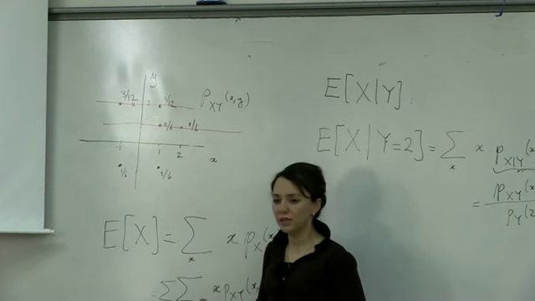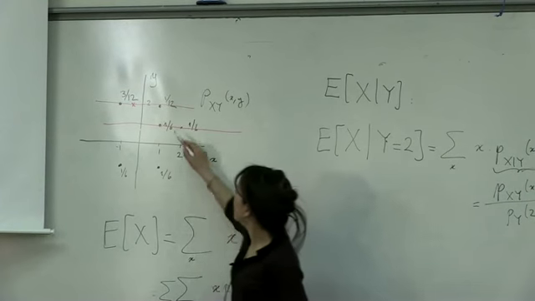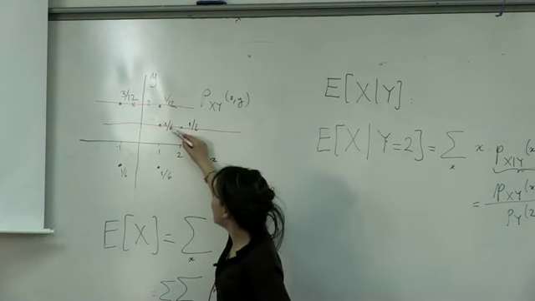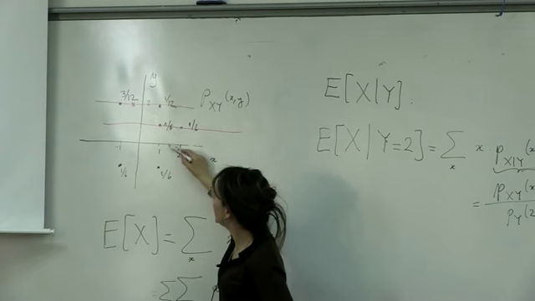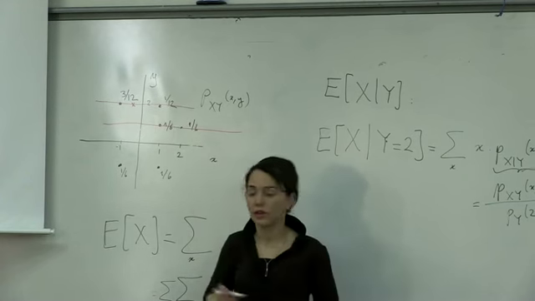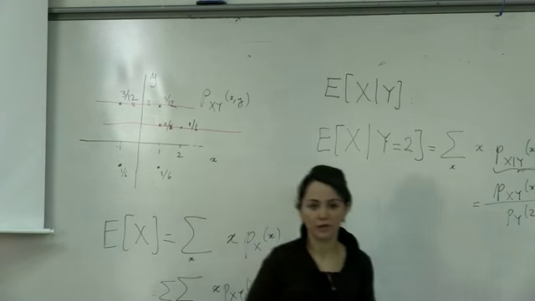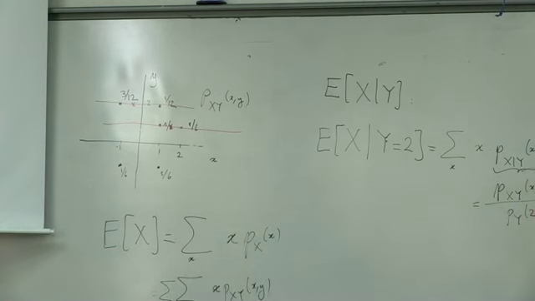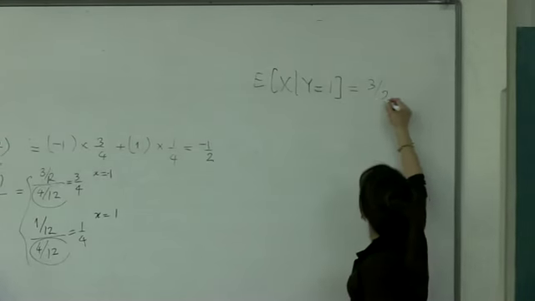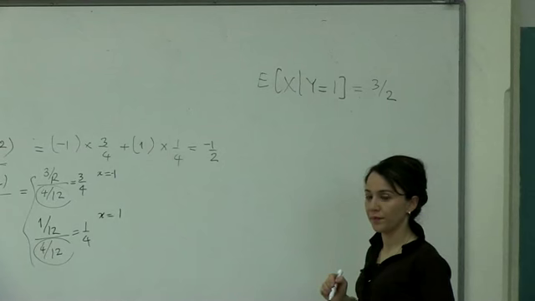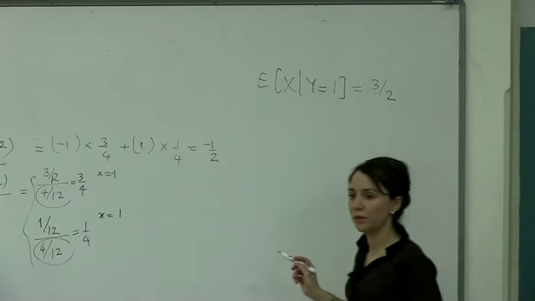So clearly, the expectation of x should be in between at the midpoint, which is 1.5. Okay, any questions? Let's just say 3 over 2. Any questions about how we got this?